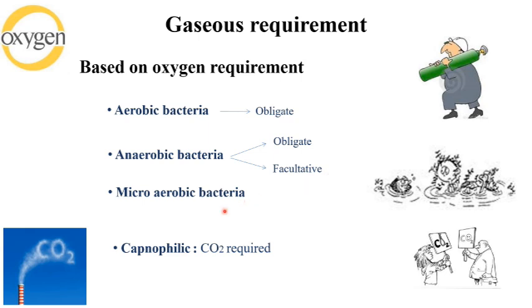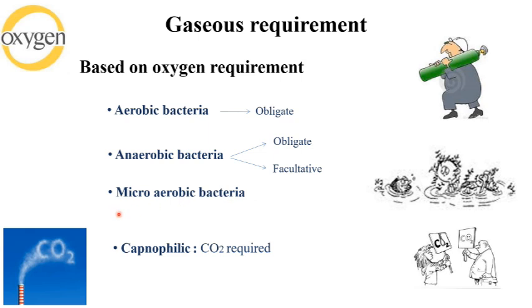Microaerobic bacteria are those bacteria that require a micro or little amount of oxygen for their growth and multiplication. Examples of microaerobic bacteria are Campylobacter jejuni and Helicobacter pylori.